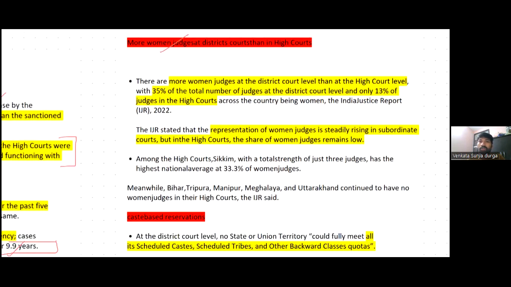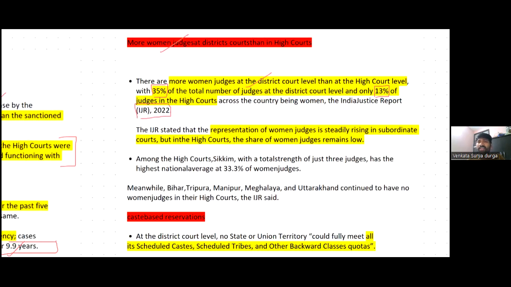So there are more women judges at the district level than at the High Court level, with 35% of the total number of judges at the district level being women. In contrast to this, only 13% of the total judges are women in high courts across the country, according to this India Justice Report. Right?